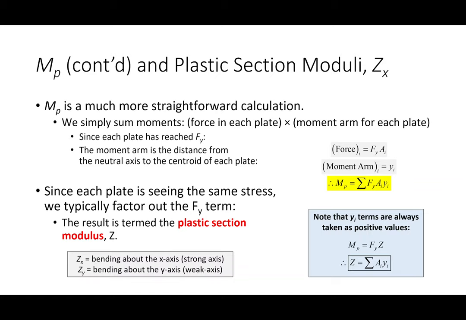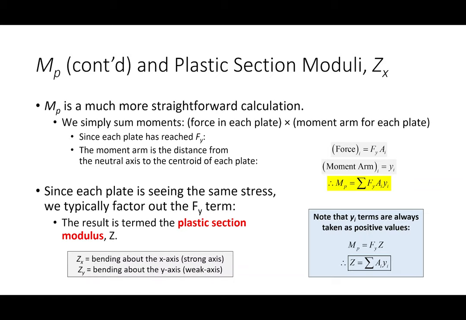Okay? So if I got the force in every element and I have a moment arm, I can just sum all that up and I have a moment. Because force times moment arm will give you a moment. So if I want to compute the plastic moment, I just take Fy times the area of each element times the moment arm for each element. But Fy is the same for all these pieces. So if I just factor out Fy, I get the sum of the area times the moment arm. And this is Z. This is this new section property.